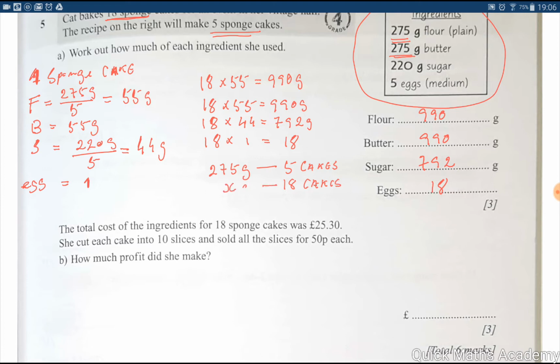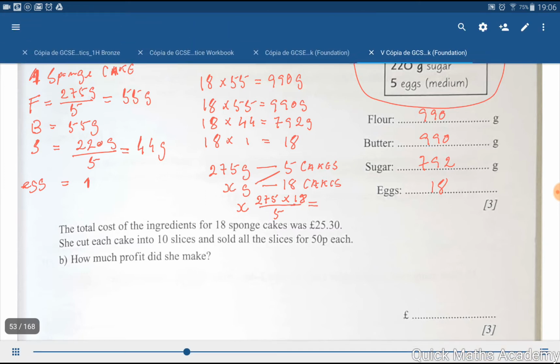X grams of flour. X will be, the denominator is always the one crossing the X, so 5, and X will be 275 times 18 divided by 5. The result of this operation will give me 990 directly. So this is for the flour. You can do the same for the butter, though it's not needed because it's exactly the same quantity. You can do the same for the sugar, and apply this same rule for the eggs. It will give you the same results.